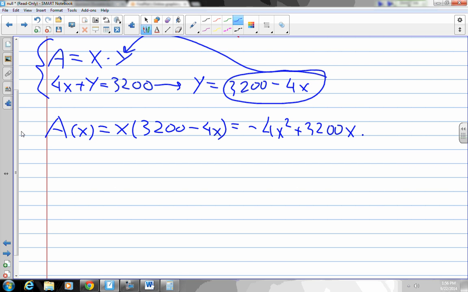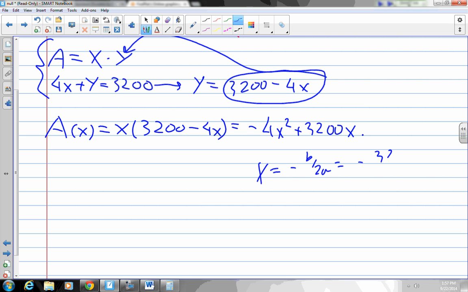It's a quadratic function. Does it have a maximum or minimum? Maximum, because it has a negative in front of the square. So I can find that maximum value by finding the vertex, and all I have to do is go negative b over 2a. I don't have a c, so who cares? The x is negative b over 2a.